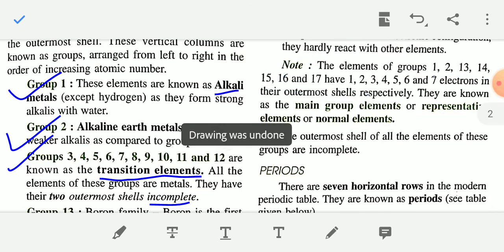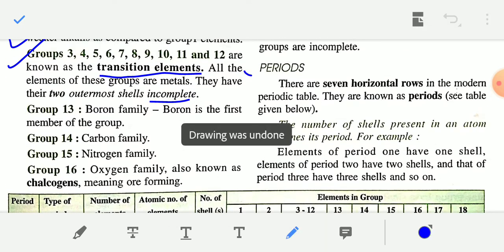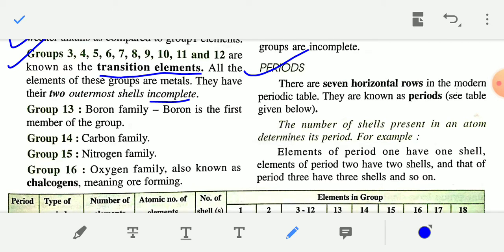Now see periods. The horizontal rows in the modern periodic table are known as periods. And there are 7 horizontal rows, that is 7 periods. The number of shells present in an atom determines its period. So how to determine the number of the period? The number of shells present in an atom determines its period. For example, elements of period 1 have only one shell, elements of period 2 have two shells, and those of period 3 have three shells, and so on.